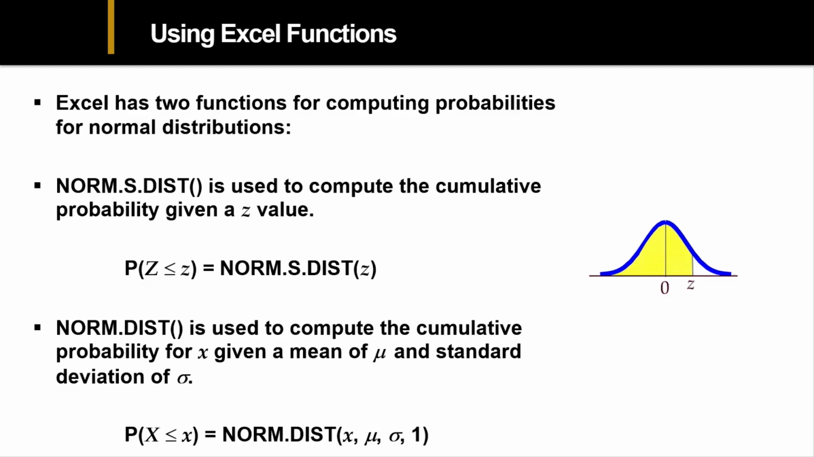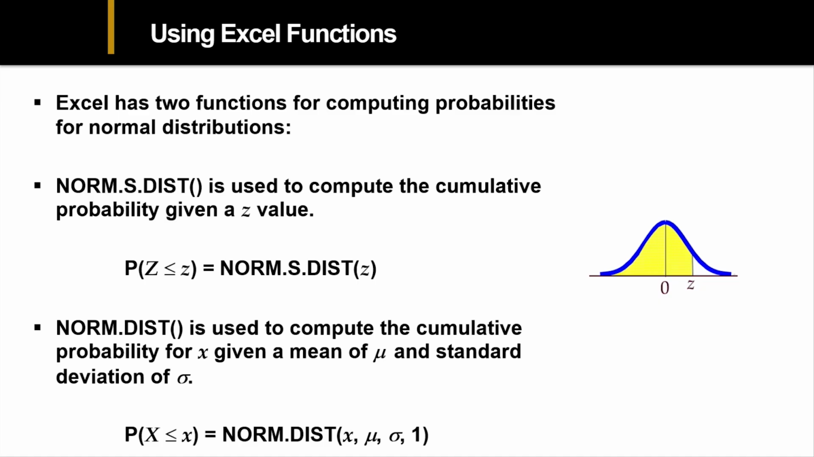So if we want to compute the probability given a z-value, so a standard normal value, then we use the norm.s for standard, .dist for the distribution. And it looks like that. Probability that z, that z-score, is less than or equal to some number is norm.s.dist and then that value. It only takes the one parameter, and that's the z-score.